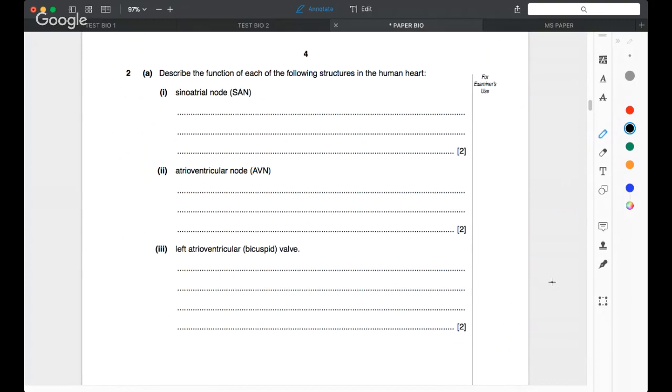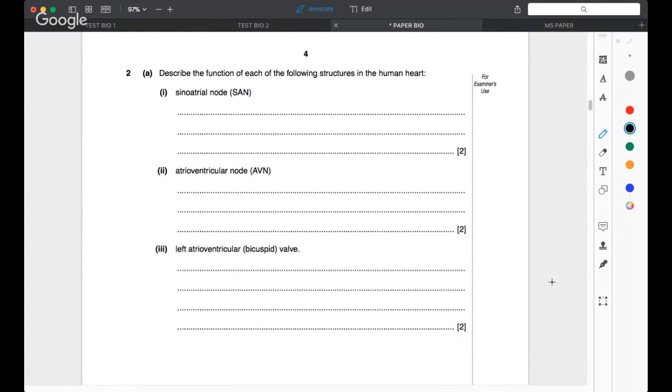Okay, so I know you have the SAN, which is the first one in the upper left, I think, and that creates an electrical impulse, which causes the atria to contract, which then passes through the AVN, which is sort of in the middle, and that causes the ventricles to contract, and then the electrical charge goes back up to the... Okay, you're sort of on the right tracks.